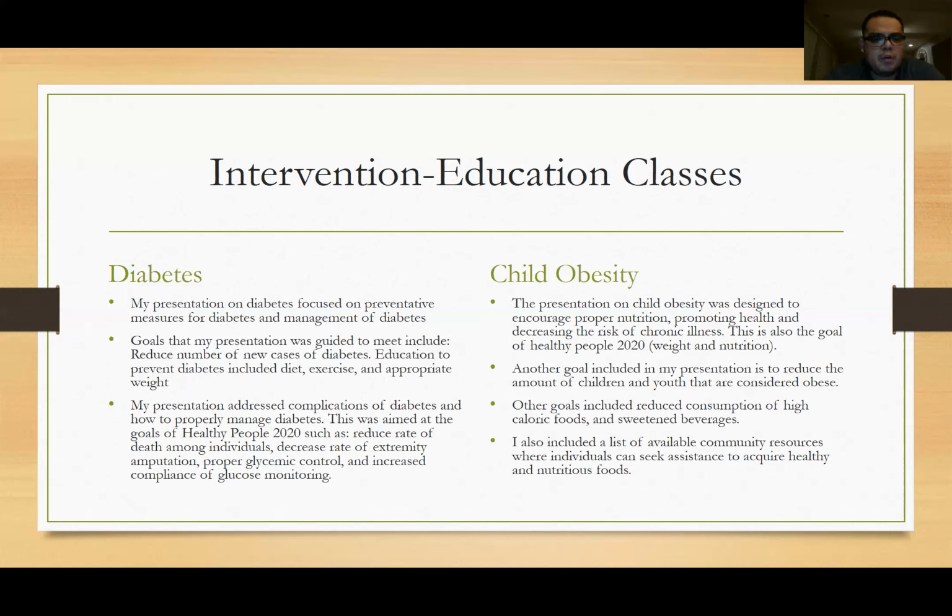This was aimed at the goals of Healthy People 2020, such as reduced rate of death among individuals with diabetes, decrease the rate of extremity amputations, proper glycemic control, and increase compliance of glucose monitoring.